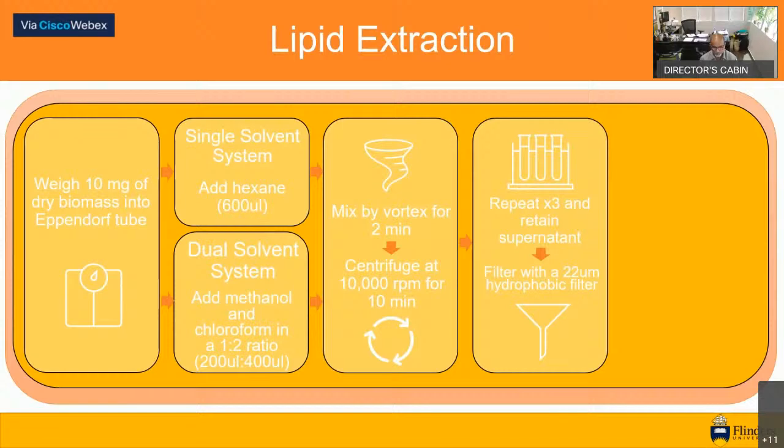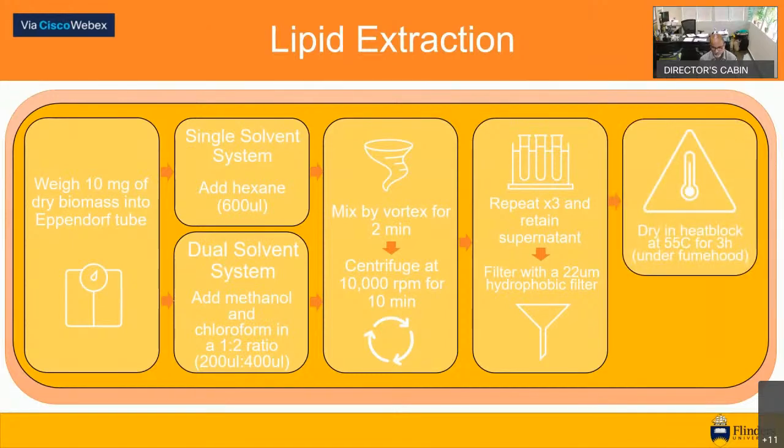Regardless of the solvent choice, the dry biomass and solvent should be mixed sufficiently by vortex for at least 2 minutes, and then centrifuged for 10 minutes at 10,000 RPM. The supernatant should be removed and retained, and then the addition of solvent repeated a further 2 times for a total of 3 extractions from the same biomass overall. The total supernatant is then filtered using a 0.22 micrometer hydrophobic filter into a pre-weighed glass jar. Finally, the lipid extract should be dried in a heat block under a fume hood at 55 degrees for 3 hours to ensure that no solvent remains. For larger amounts of solvent, evaporation using nitrogen gas or a rotavapor may also be applied. The lipid extract can then undergo lipid analysis.